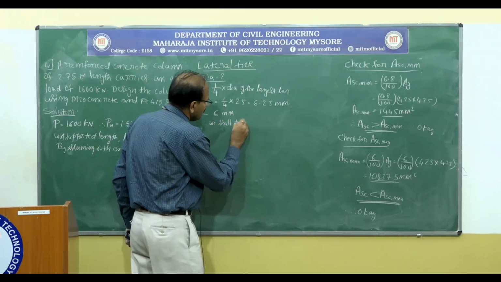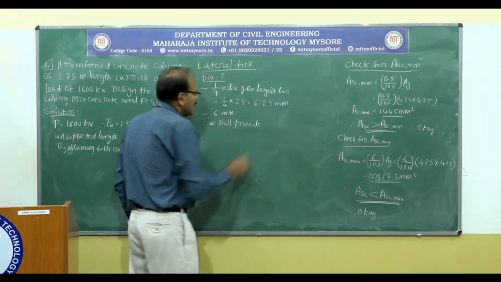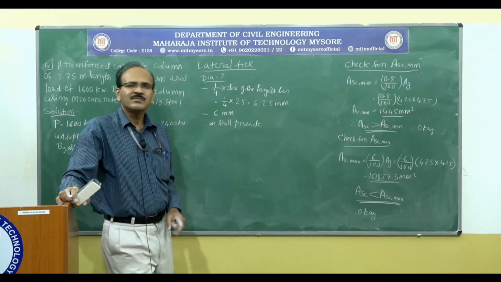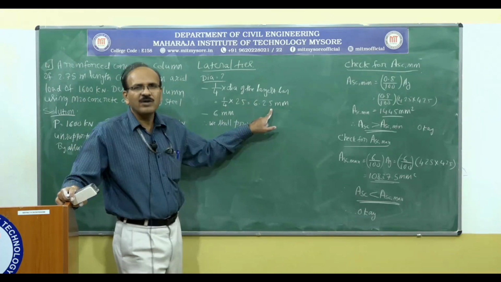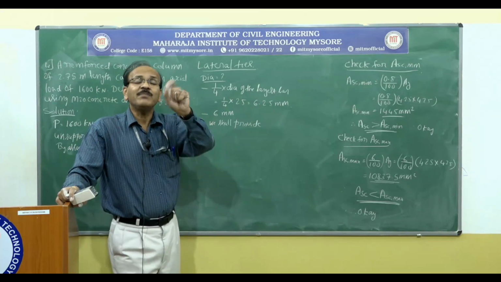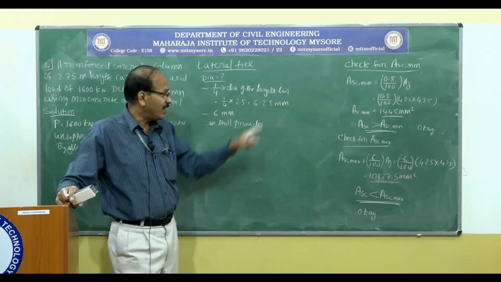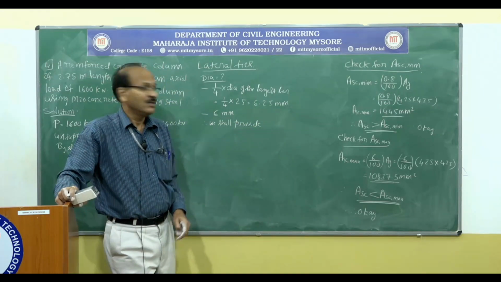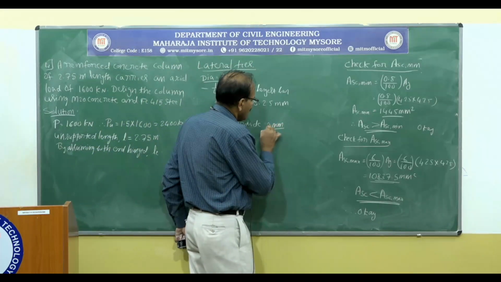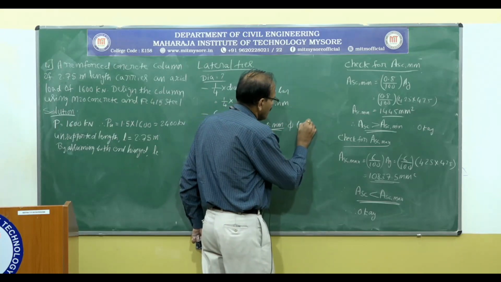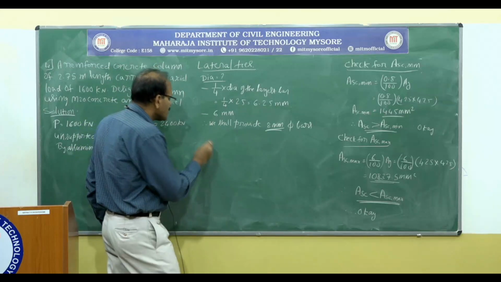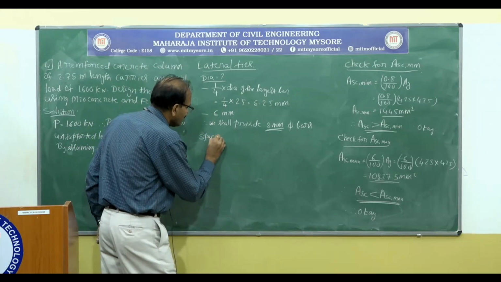So therefore we shall provide, what bars? Higher of these two values is what? 6.25. So of course we don't have a bar with this diameter. So we have to go for the next higher value. So 8 millimeter is the next higher value of the diameter of the bar. Therefore we shall provide 8 mm dia bars.